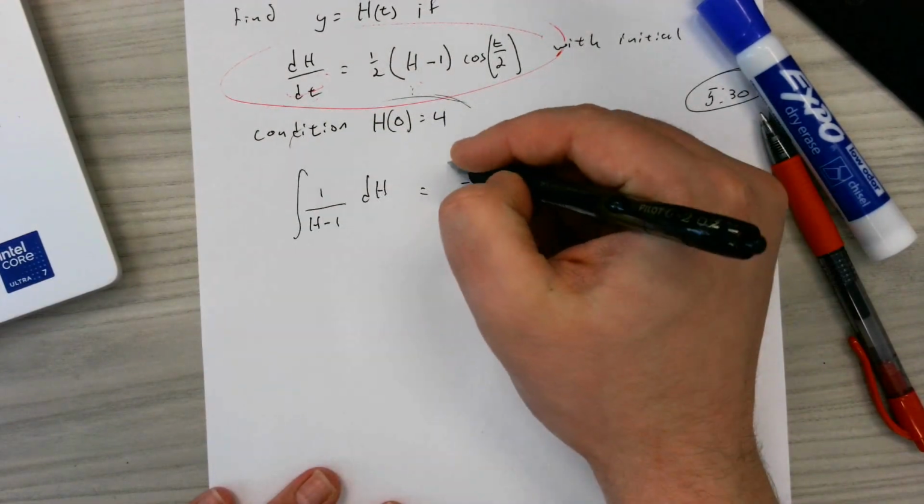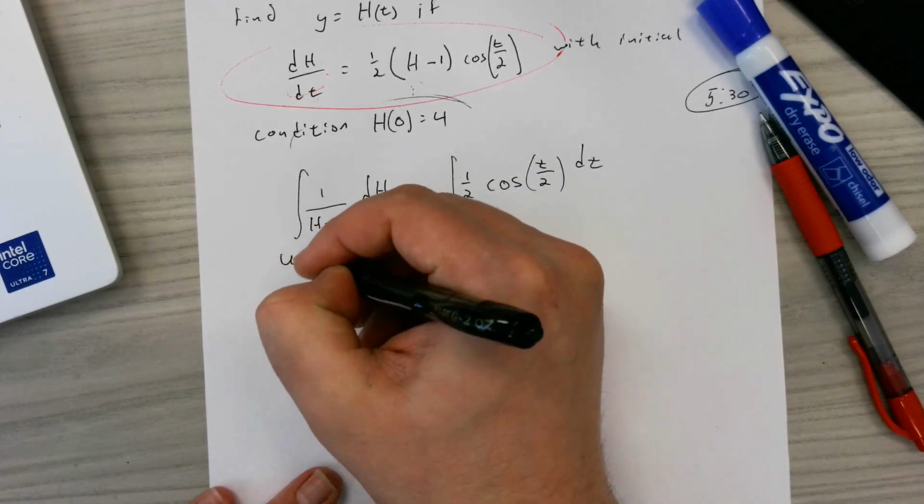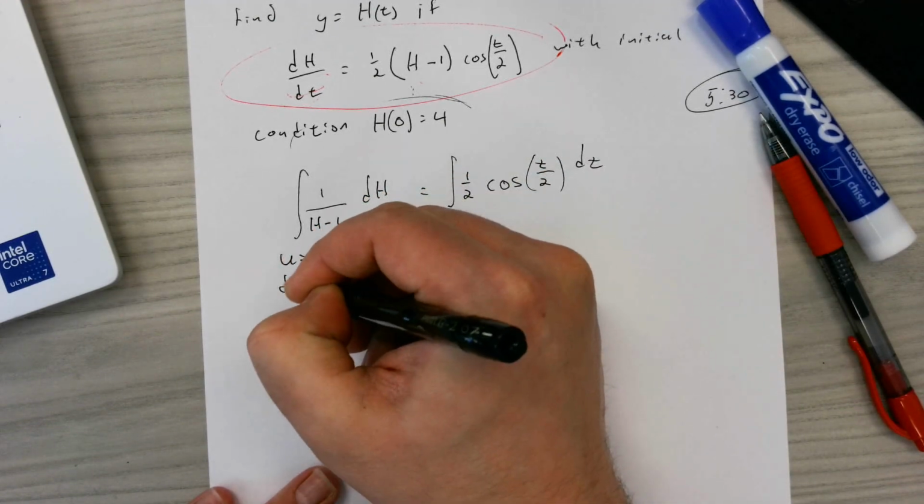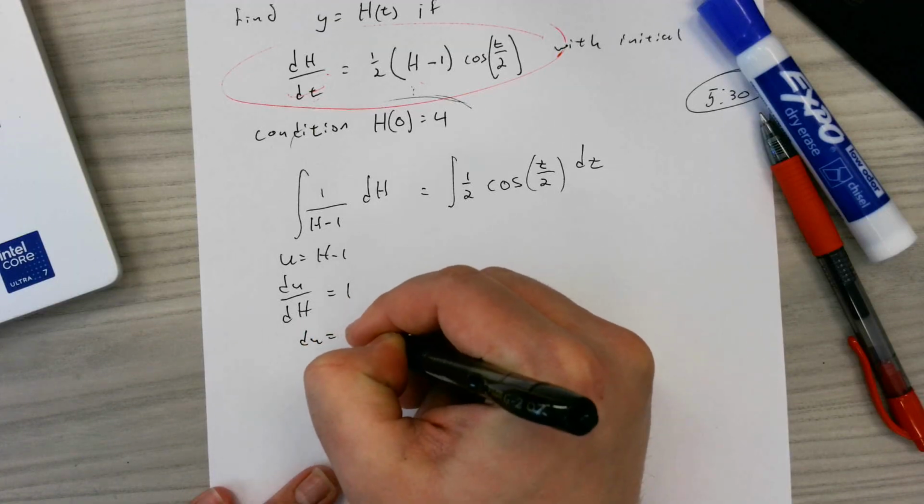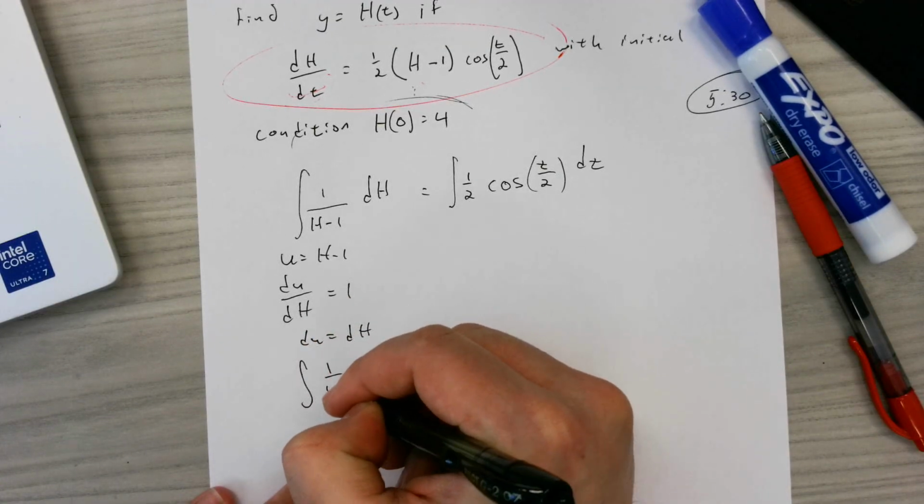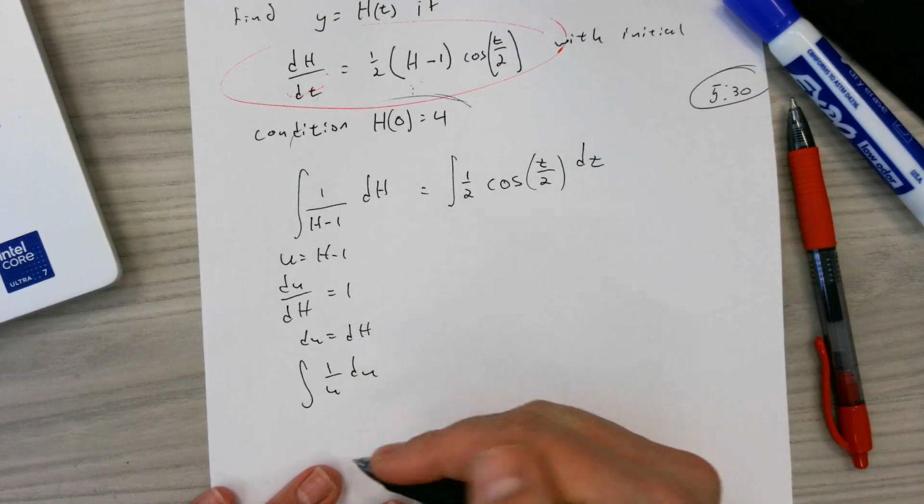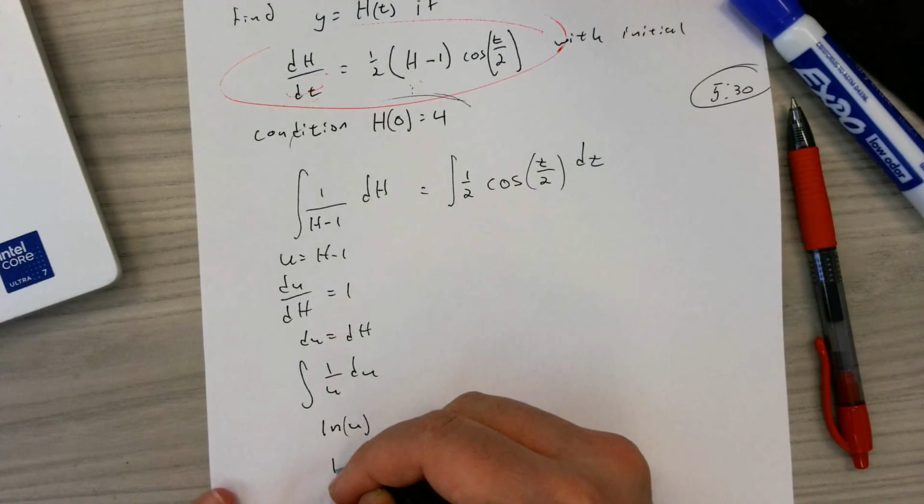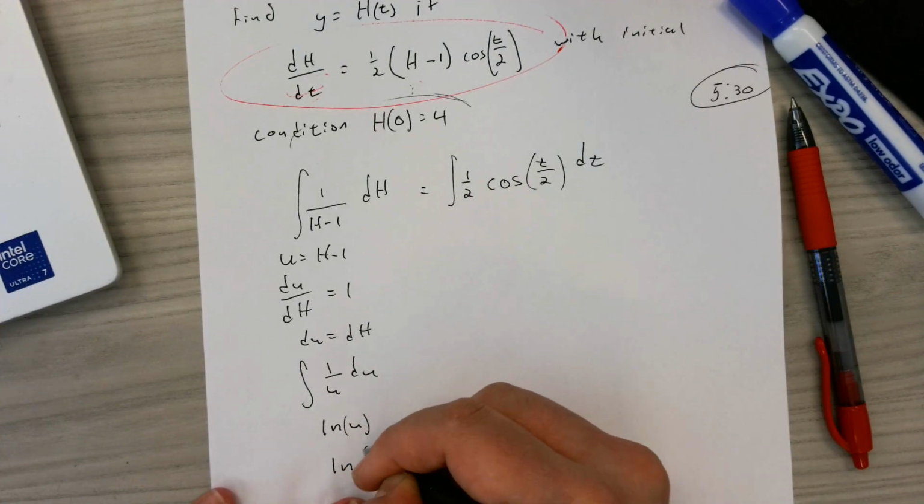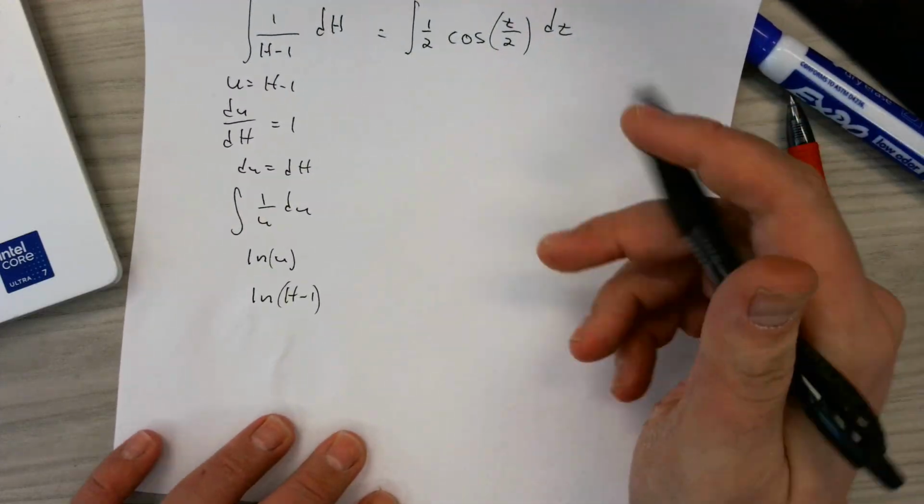Let's integrate. Let's see here, u equals h minus 1, du dH equals 1, du equals dH. This is 1 over u du, or natural log of u, or natural log of h minus 1. You don't need to do all that. I'm being a little bit extra.